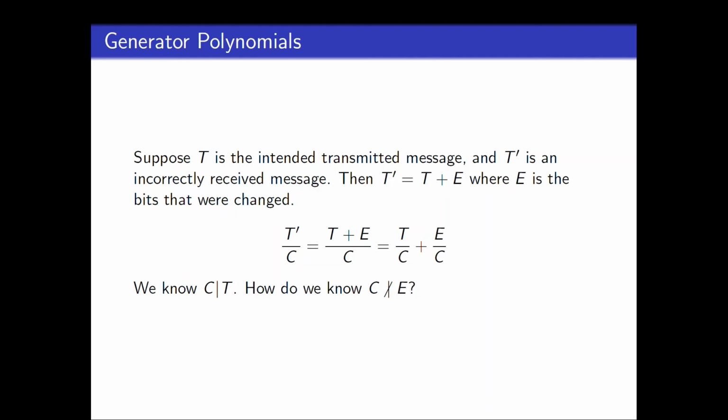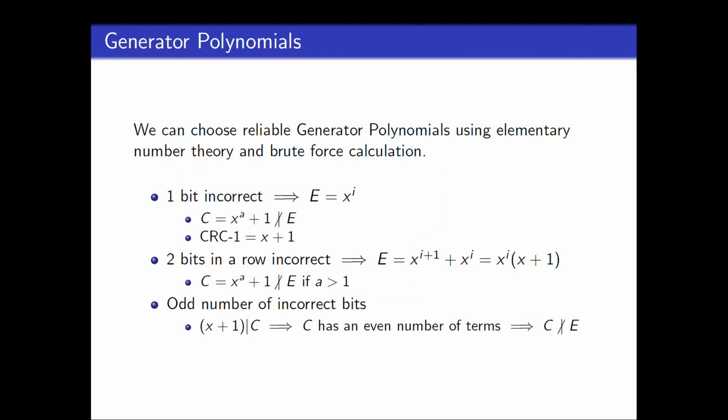But how can we be sure of that? We can use elementary number theory and simple brute force calculation to be sure that we will probably be able to detect any errors when we divide by C. So for example, looking at that error polynomial a little more, if there is 1 bit that was flipped, there's just a single monomial that exists in that error polynomial, then it is represented by simply x to the ith power.